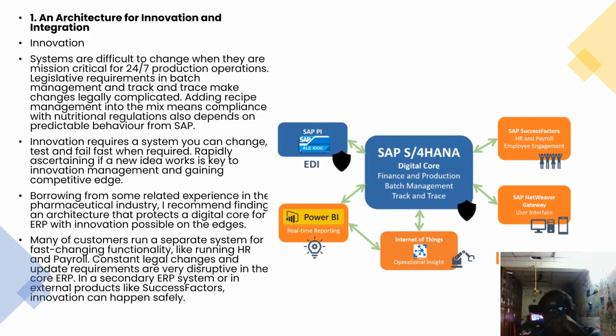So we can also use Fiori interfaces whenever innovations matter, right? When we want to use a new technology. So innovation: systems are difficult to change when they are mission critical for 24/7 production operations. So legislative requirements in batch management and track and trace make a change legally complicated.